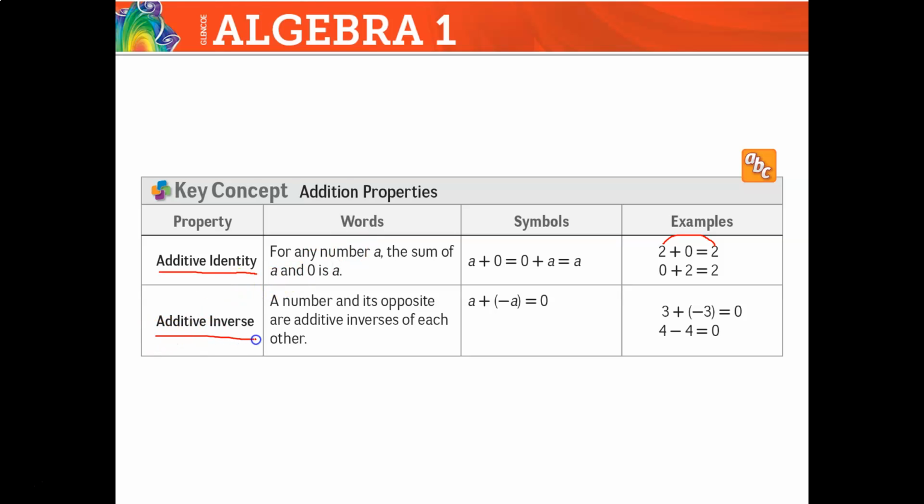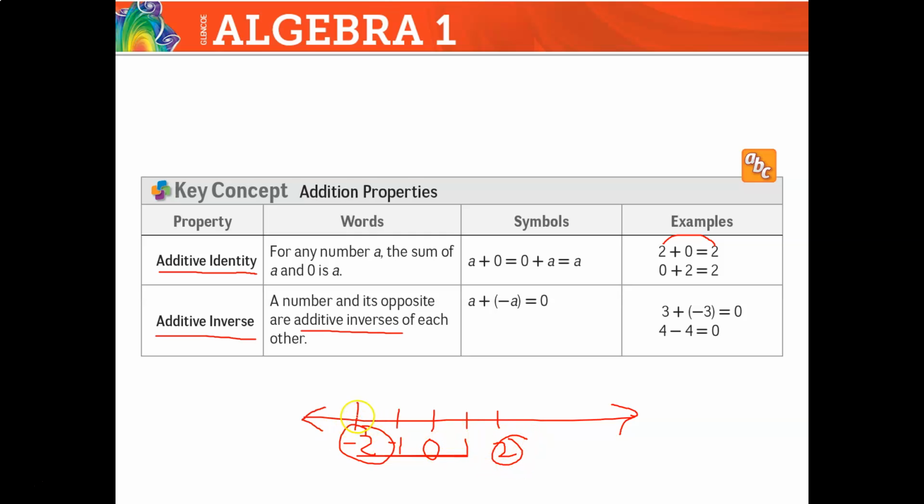Additive inverse. A number and its opposite are additive inverses. They equal 0. So A plus negative A is 0. So if you think of a number line, if you add opposites, let's say we had negative 2 here, negative 1, 0, 1, and 2. Negative 2 plus 2 is going to be 0. So if we add 2, we get 0. 2 plus a negative 2, we would get 0.